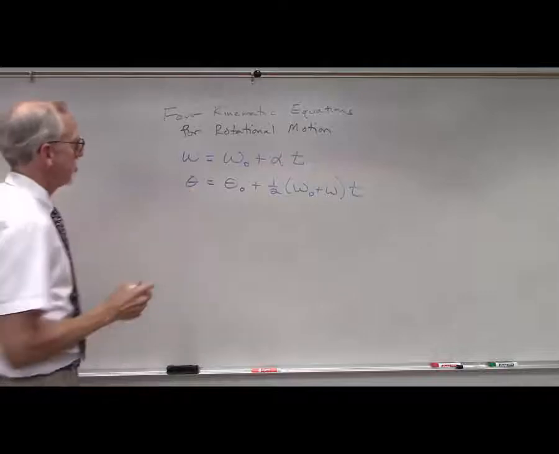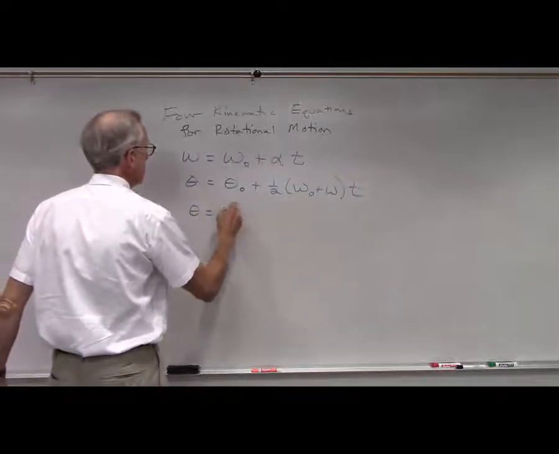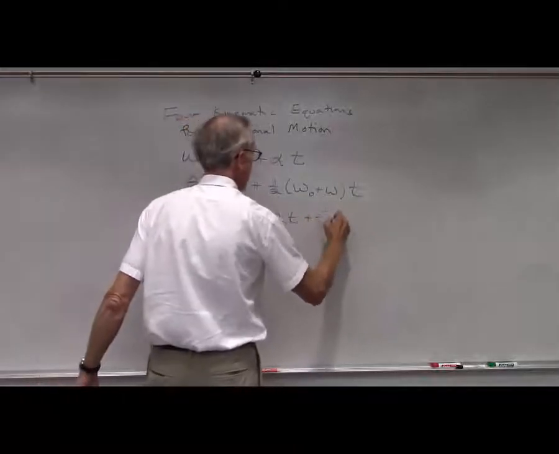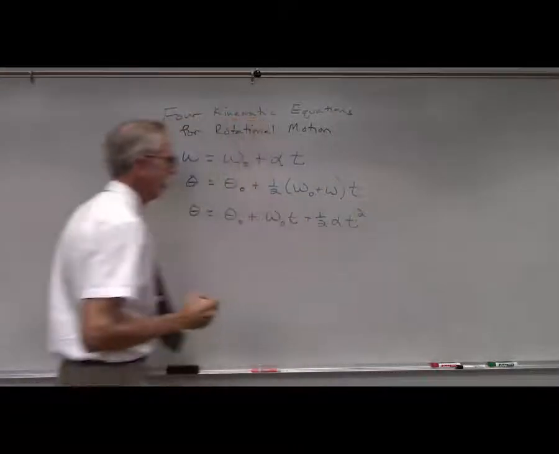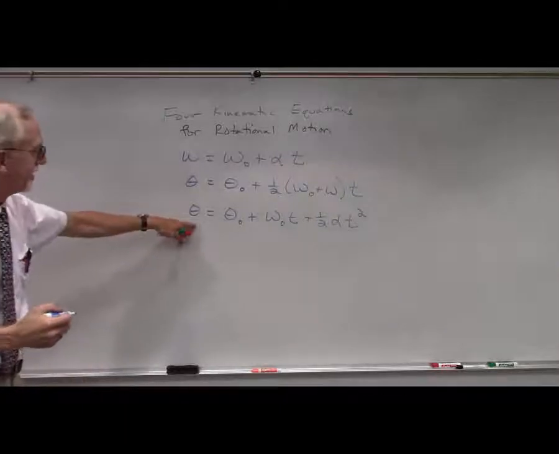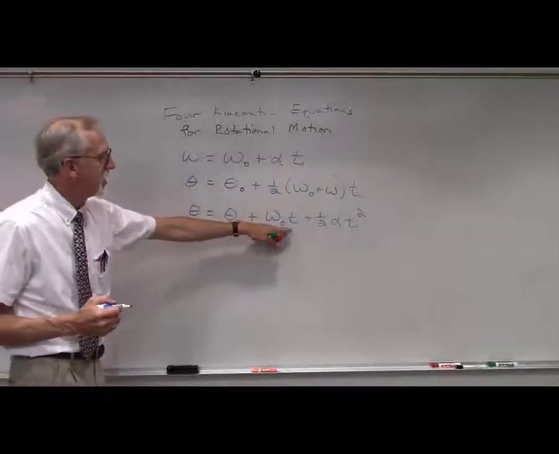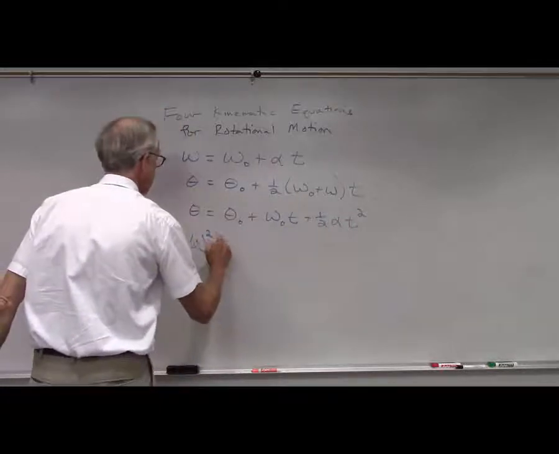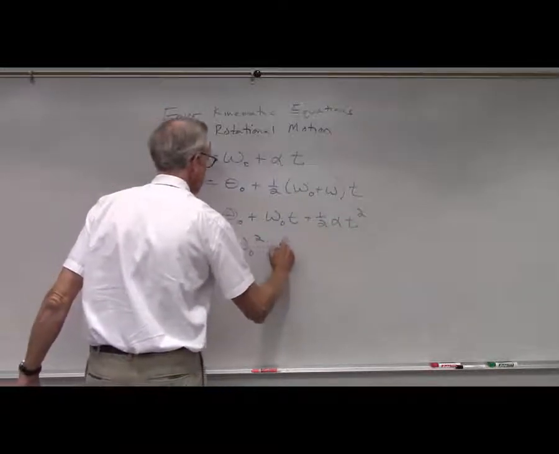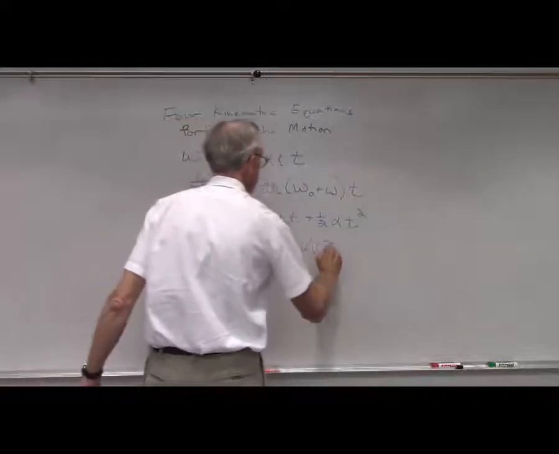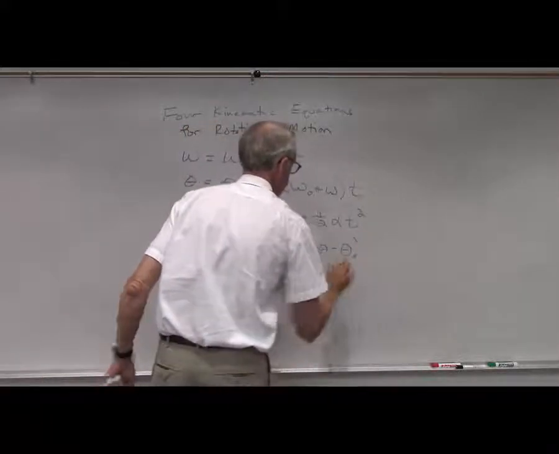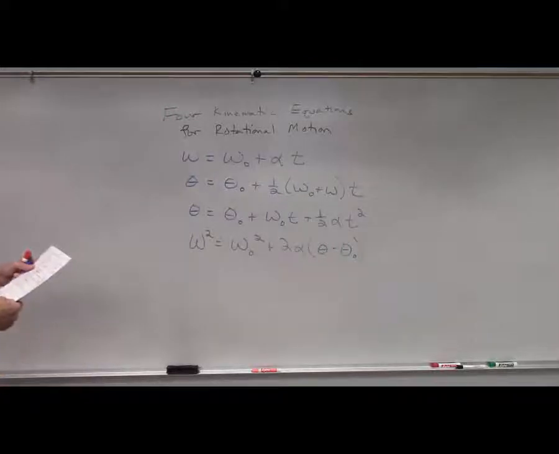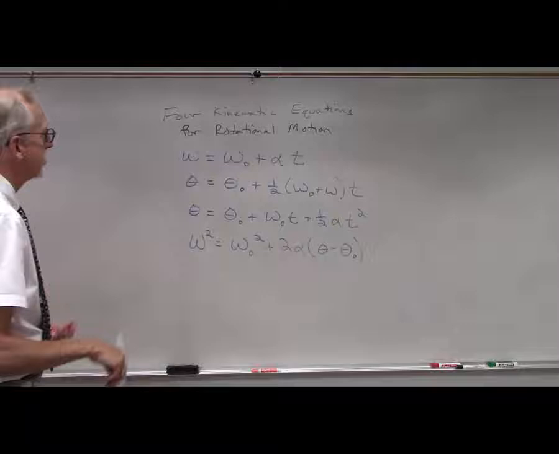The next one is what? Theta equals theta naught plus omega naught t plus 1/2 alpha t squared, which is like x equals x naught plus v naught t plus 1/2 at squared. And the last one, omega squared equals omega naught squared plus 2 alpha times theta minus theta naught. There we go. Let me make sure that I didn't make any mistakes here. I think that's right. Yep, looks good.